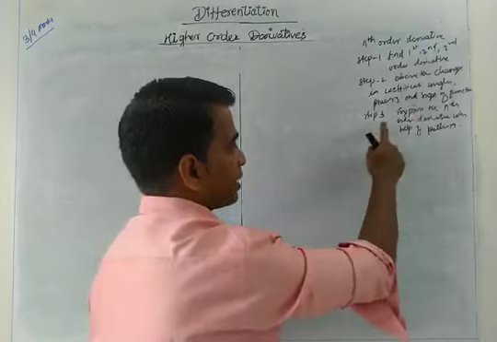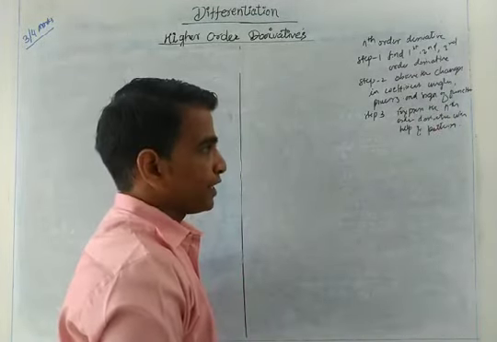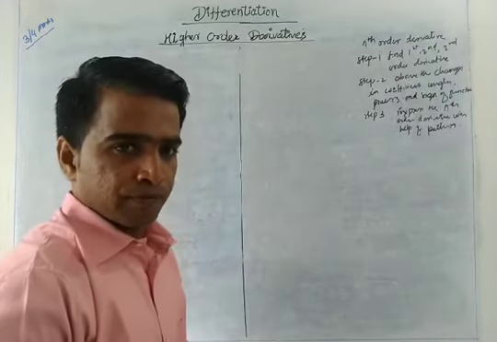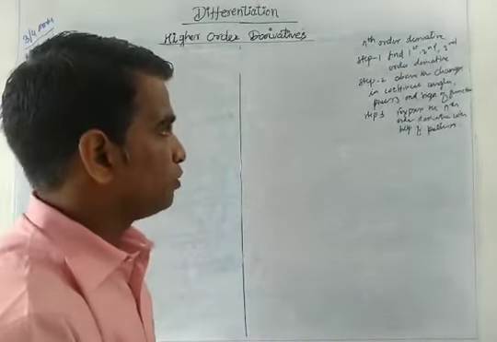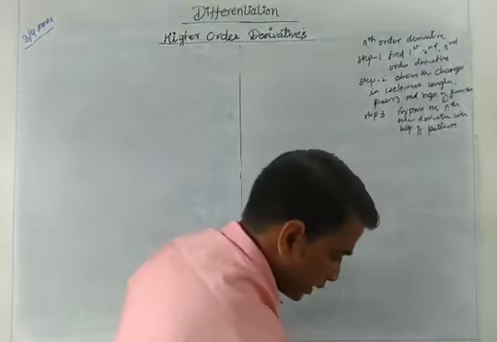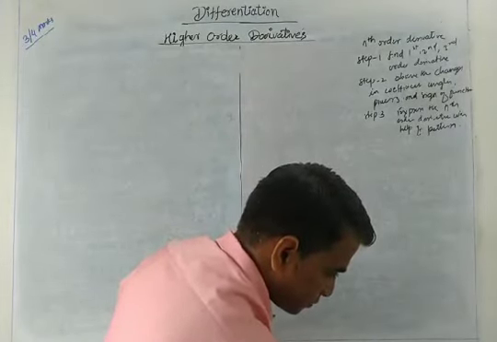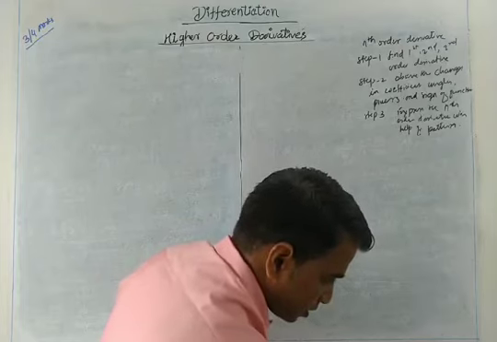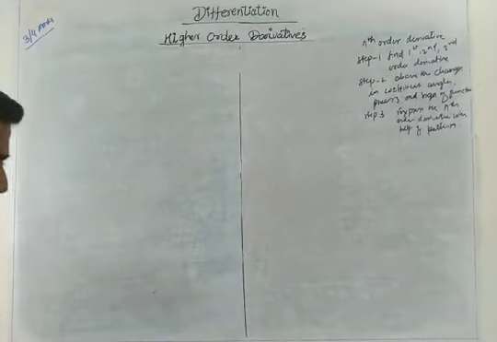And step 3, express the changes in the nth power of the derivative by using the pattern of change. Get that? So that is what we have to follow. These are the steps we have to follow to find the nth order derivative. See the example, you will get the proper justification for how to find the nth order derivative.